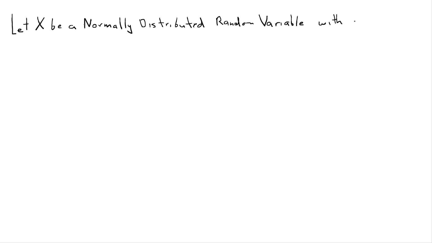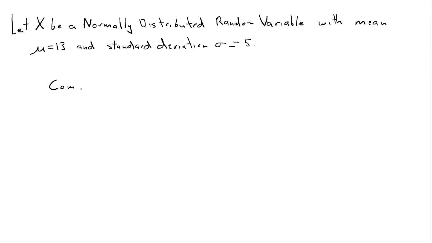Let X be a normally distributed random variable. That means that X has a normal distribution. And if you have a normal distribution, what you're going to need to know is what are the mean and what are the standard deviation. So we're going to assume that the mean, mu, is equal to 13, and that the standard deviation, sigma, is going to be equal to 5.